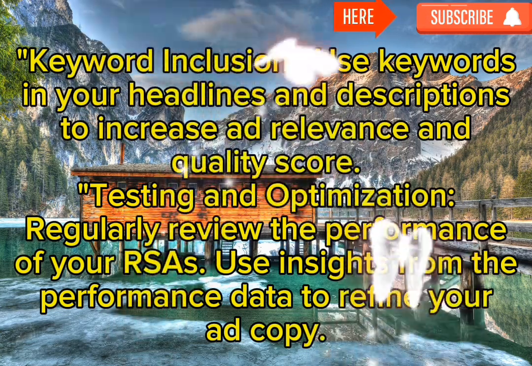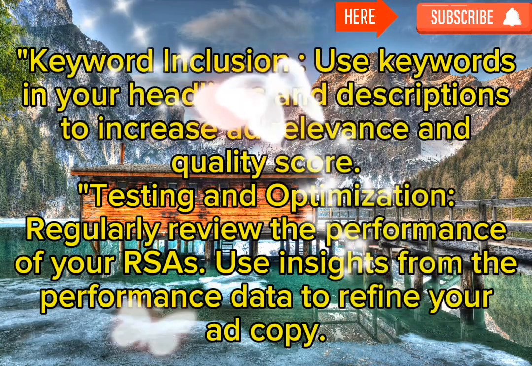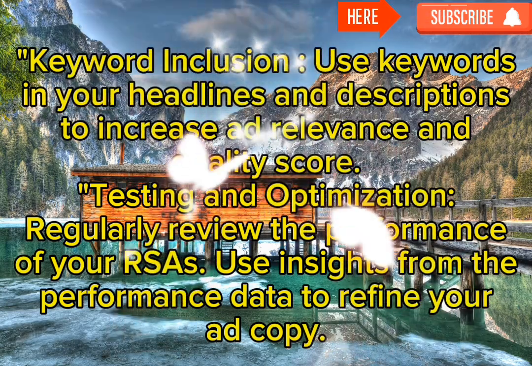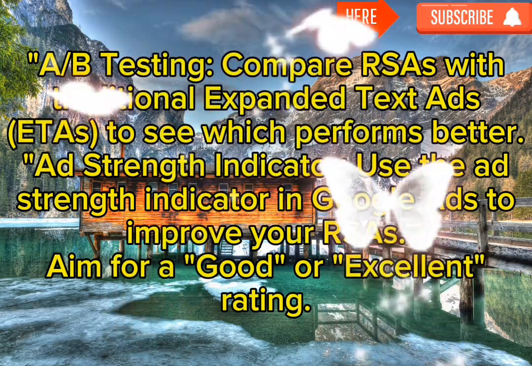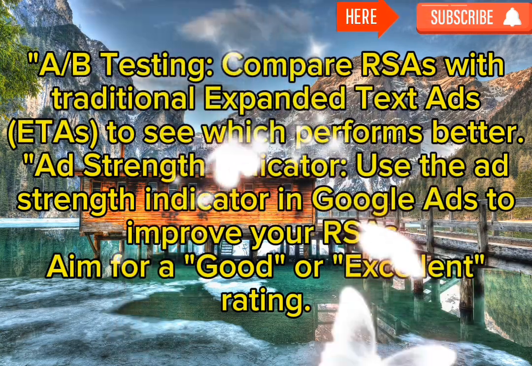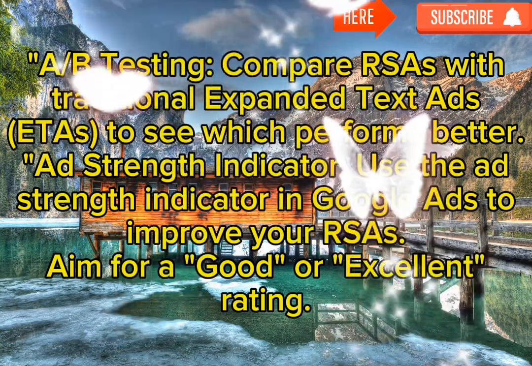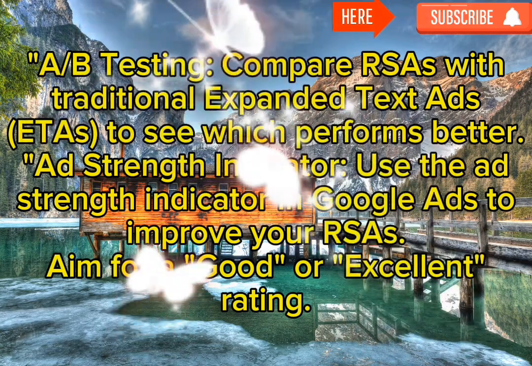Testing and optimization. Regularly review the performance of your RSAs. Use insights from the performance data to refine your ad copy. A/B testing. Compare RSAs with traditional expanded text ads, ETAs, to see which performs better. Ad strength indicator. Use the ad strength indicator in Google Ads to improve your RSAs. Aim for a good or excellent rating.